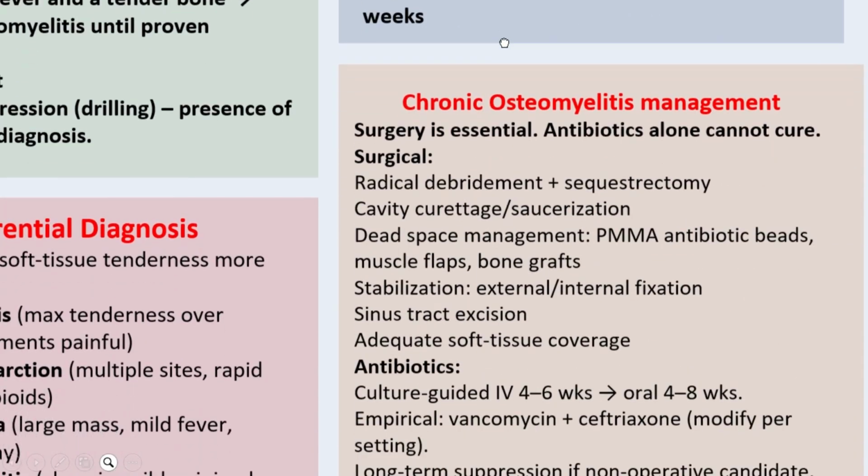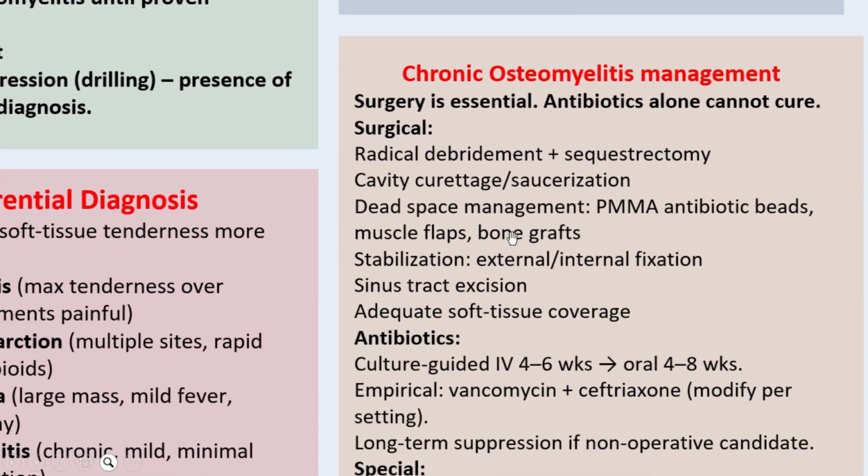The chronic osteomyelitis, the management surgery is essential, and antibiotics alone cannot cure. So surgically, you want to do adequate debridement and sequestrectomy, where you can remove the sequestrum, but you will remove the sequestrum only after the involucrum is believed to be strong enough. Then we can do cavity curettage and saucerization, whereby we go to that cavity that is holding the pus and we change its shape to a less deep cavity and more like a saucer, more flat.